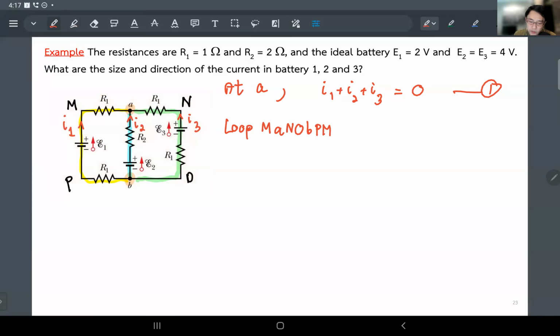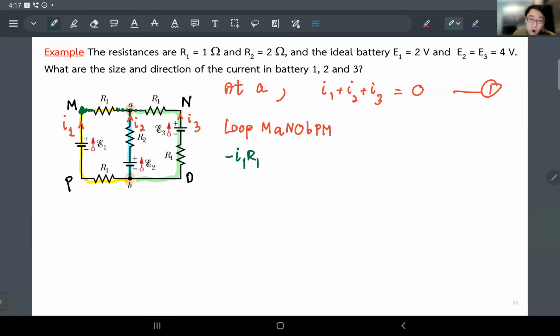Let's go through this one together, shall we? All right, so I'm starting from point M. I'm just going to walk down this wire. Now I'm hitting R1, and as you can see, R1 has I1 going through it. Because I'm walking in the same direction as my current flow I1, it means I'm going toward a lower potential. So the potential difference is going to be negative: negative I1 R1. Cool. All right, keep going.